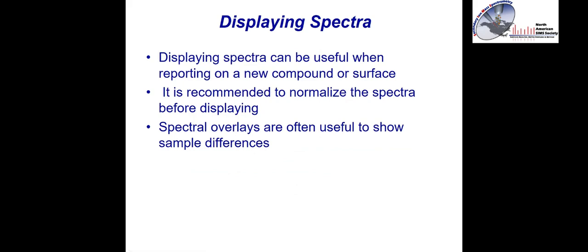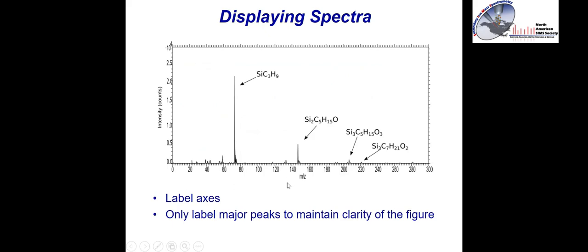Displaying spectra, I have mixed feelings about displaying spectra, particularly in papers. If you're reporting on a new material, then displaying the spectra for that, I think, could be very useful. If you're reporting on a known material and just some trend that you're finding, I don't find a picture of the spectra to be that useful. But if you do display spectra, particularly for multiple samples or multiple spots, it's important to normalize the spectra before you display them. And spectral overlays can often be useful in showing sample differences. So I do think spectral overlays can be helpful.